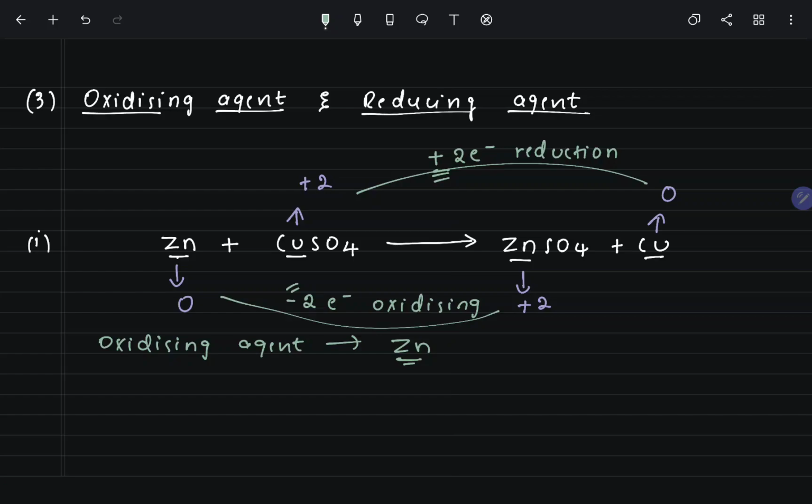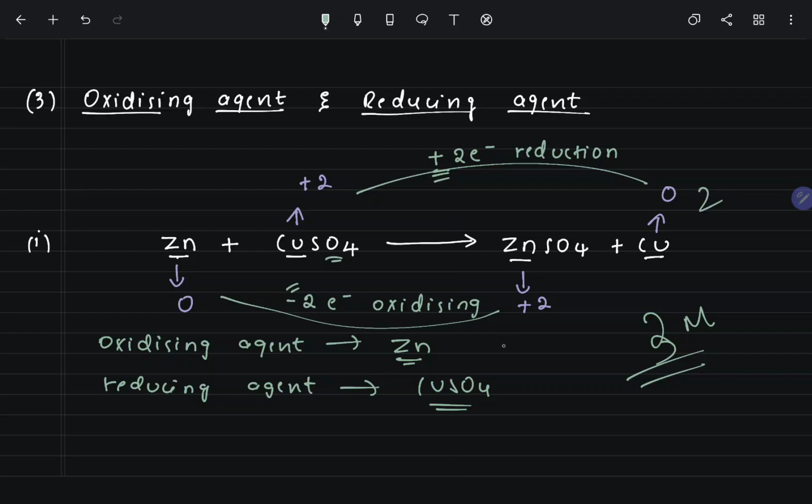Okay, so what is reducing? You have to write the reducing agent. What is reducing here? CuSO4. CuSO4 is reducing here, plus 2 is reducing to 0. So what's the value? CuSO4. So if you write this, you get 2 marks. Sometimes they'll ask for this for 3 marks also, because for this you get 2 marks and for this 1 mark. So this is the very simplest.